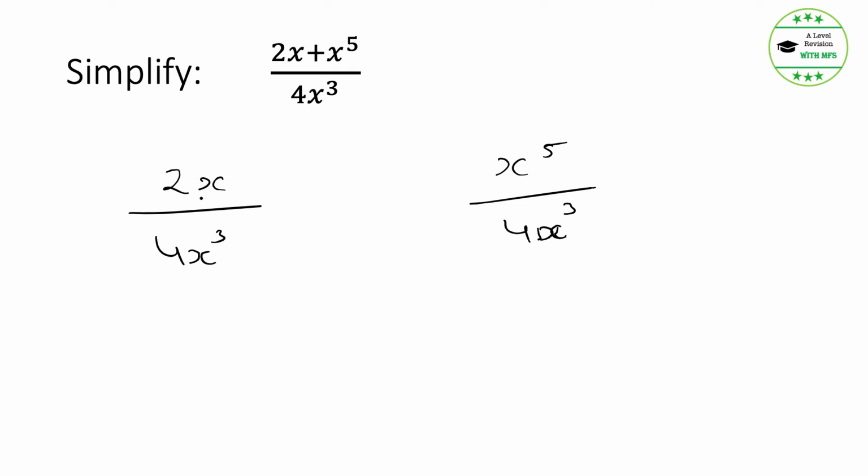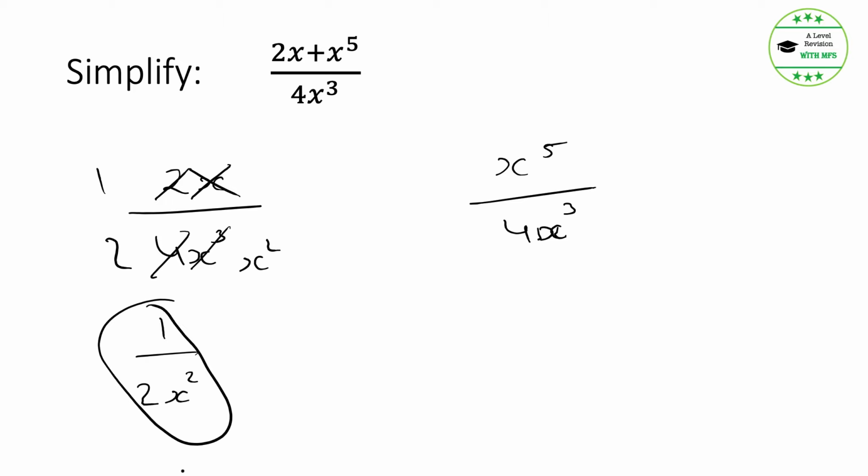Okay, now 2x divided by 4x cubed, there's only one x term at the top and 3 x terms at the bottom, so we can get rid of the top x and change this into an x squared. Can we simplify the numbers? Yes, we can. 2/4 is equivalent to a half, so we can change that to a half. Okay, so what we're left with is we have a half x squared. Okay, so we've done the first part.